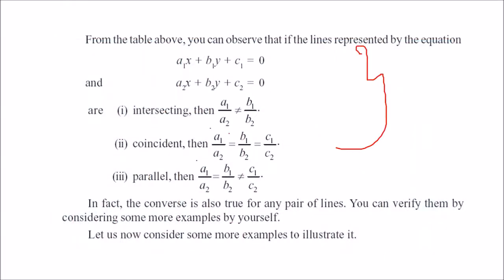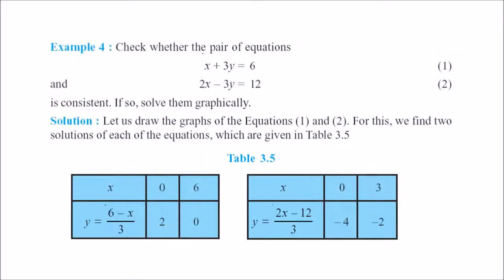So this is what we summarize. If these are the lines A1x plus B1y plus C1 and A2x plus B2y plus C2, then if A1 by A2 is not equal to B1 by B2, they are intersecting. If A1 by A2, B1 by B2 and C1 by C2 are equal ratios, they are coincident. If A1 by A2 and B1 by B2 are equal, but they are not equal to C1 by C2, they are parallel.